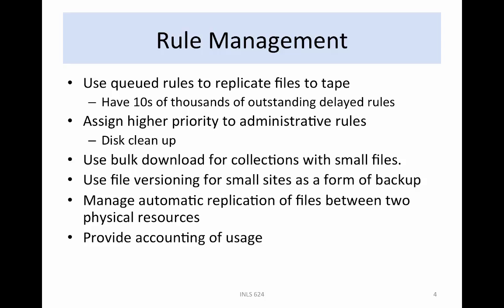The IN2P3 makes aggressive use of the ability to delay rules for later execution. Each file that is loaded into a collection is automatically replicated to minimize risk of data loss through a delayed rule. It is typical to have tens of thousands of outstanding delayed replication rules queued for execution. The system processes the queue on a first-come, first-served basis. However, administrative rules to correct problems have to take precedence. An example is disk cleanup to create space in a staging area for new files. The oldest files are removed from the disk cache to make room for new files.